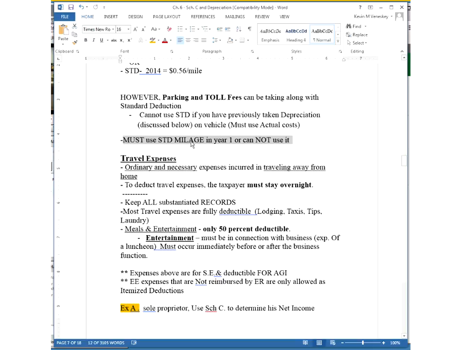And you'd have to keep all your gas receipts, and keep track of your oil changes and your mileage. If I use my car half for business, half for personal, the IRS is going to look at that and say you can't deduct all your gas. You can only deduct half of it and only half of your oil change.